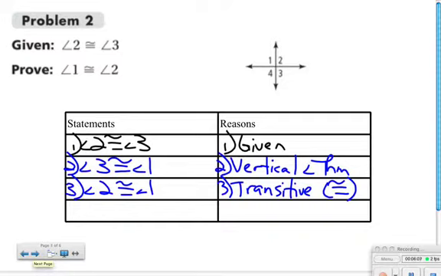Now look at where we are and look at where we're trying to go. Oh! The symmetric. Absolutely. In order to flip that congruent statement around to say exactly what I'm trying to prove, yes, we are saying angle 1 is congruent to angle 2 by using the symmetric property.